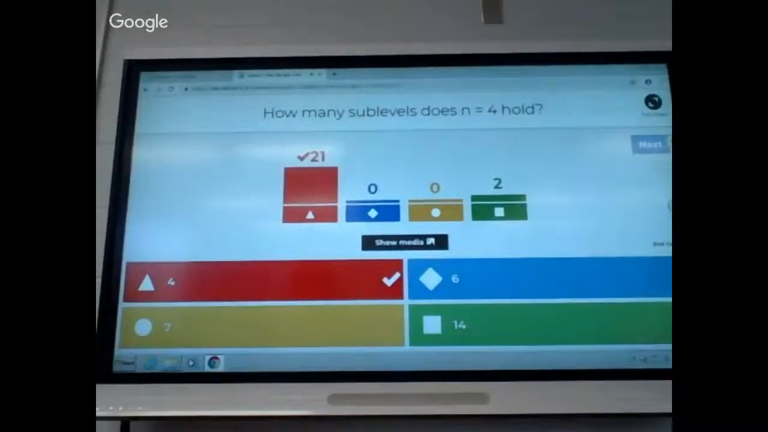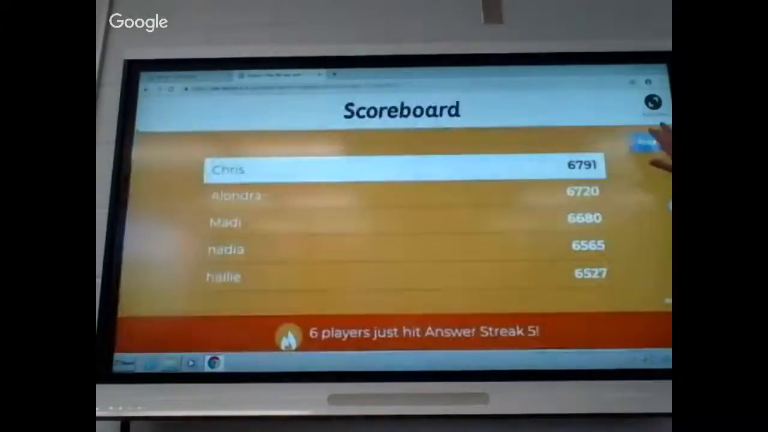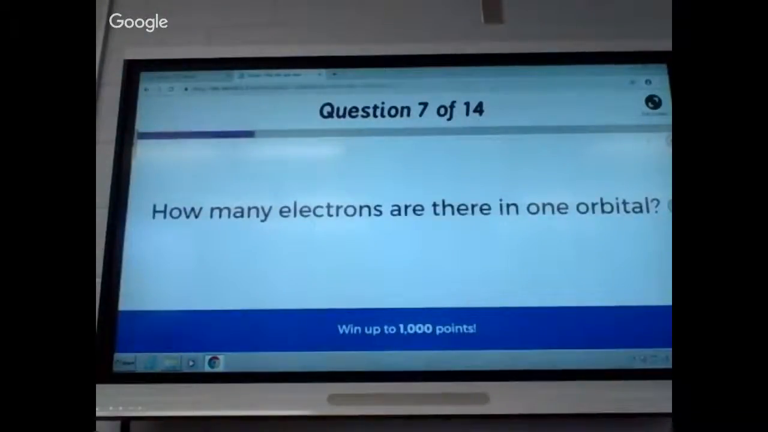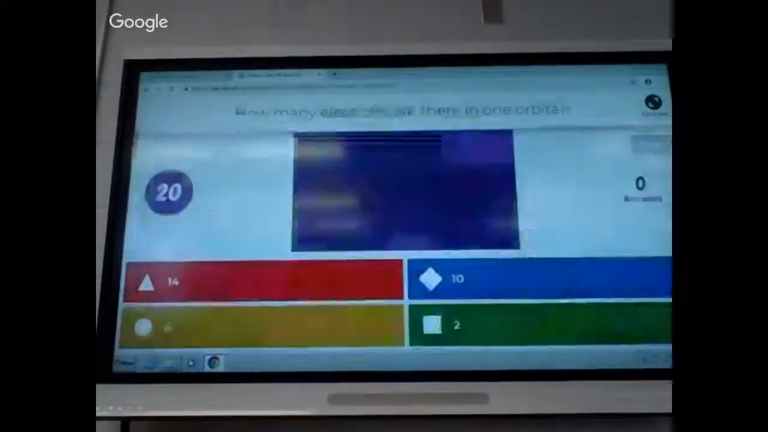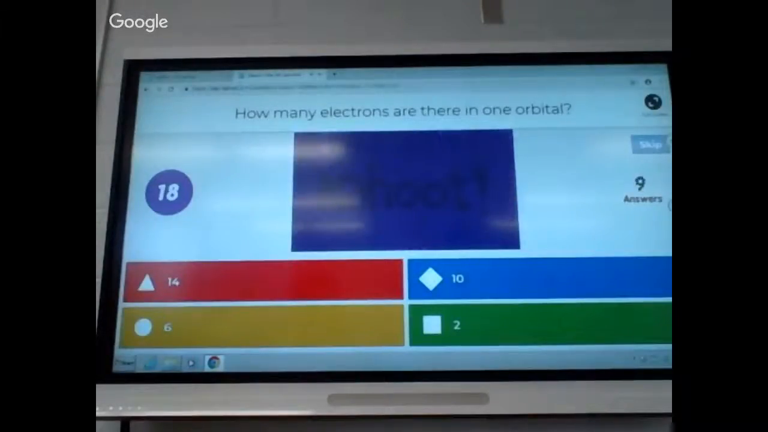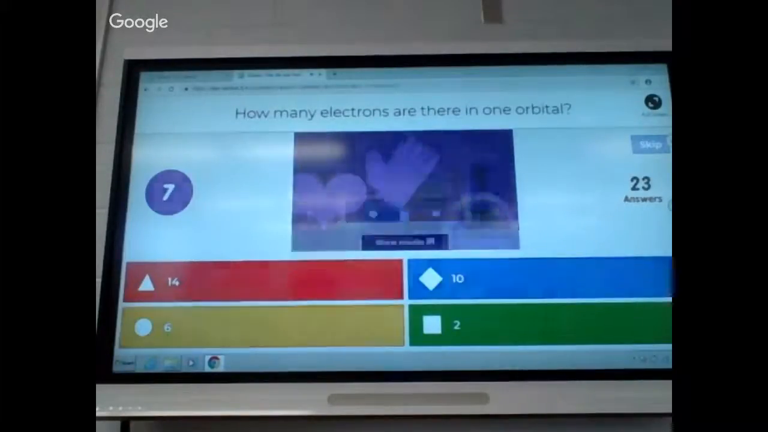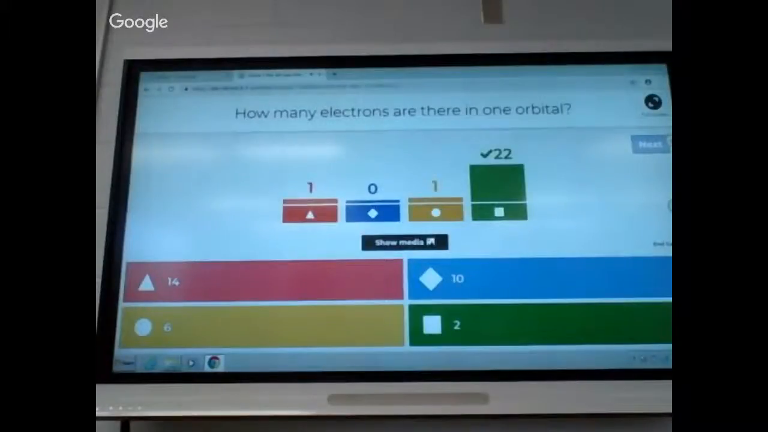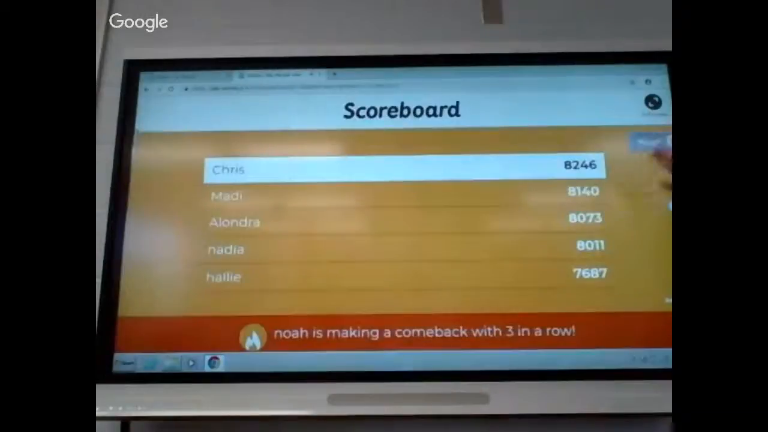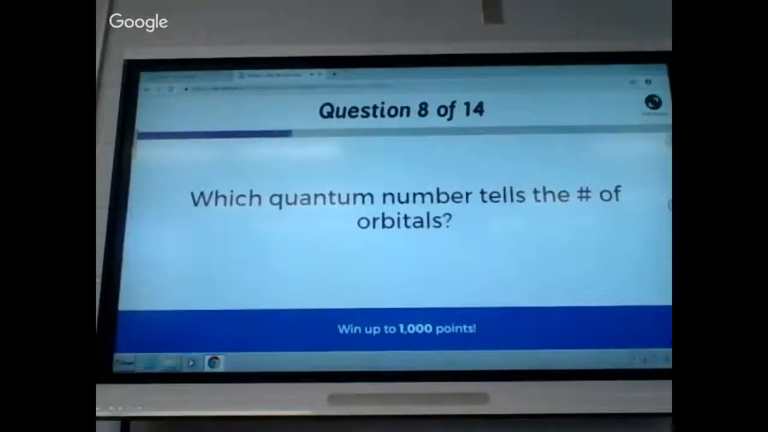Sublevels is the same as the energy level. So if you have 4 energy levels, you have 4 sublevels. I couldn't even answer, but I didn't know what was up. Oh my God. Do it. Thank you. Not bad. I put yellow. I'm a little worried about some of those other answers, though.